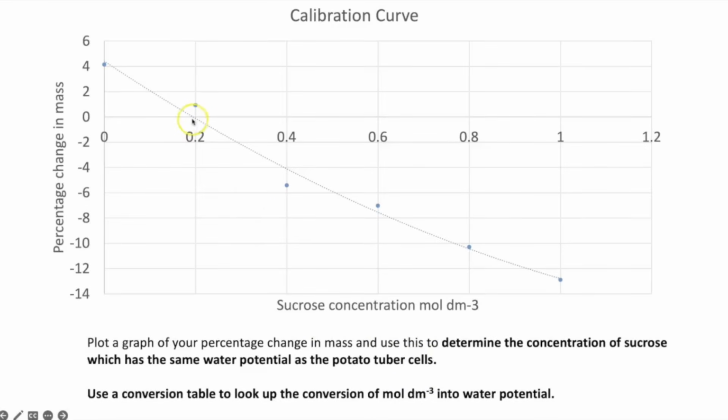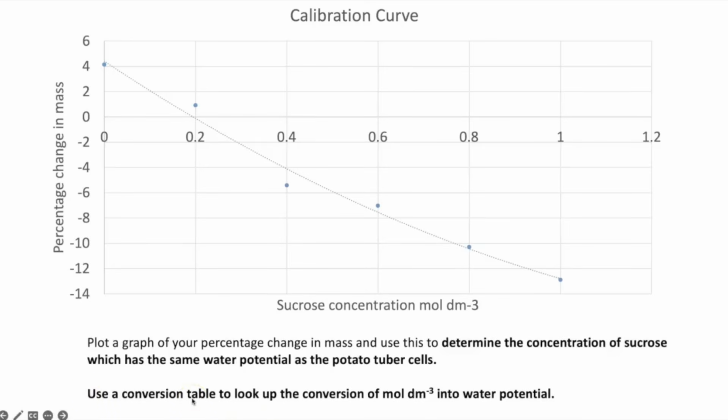So we now know the concentration of sucrose, and it looks like, according to this line, it's just under 0.2. And we would then need to use a conversion table. So you can look these up. You're not expected to know a lot of detail about it. In an exam, just saying this statement would get you the mark.